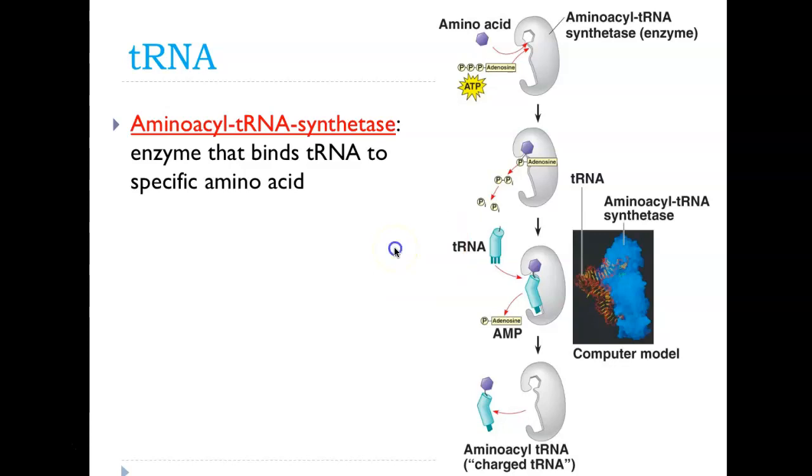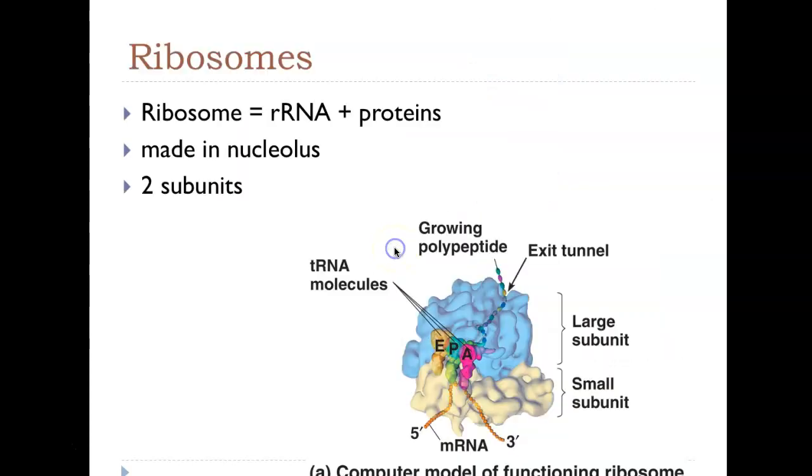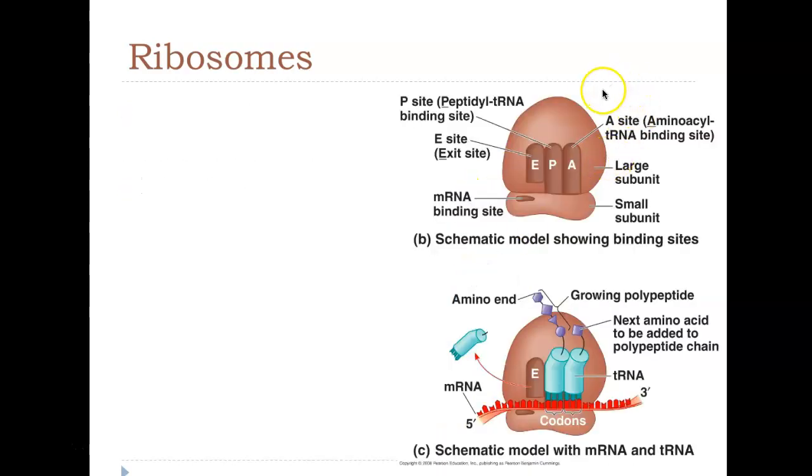Aminoacyl tRNA synthetase is not going to be on there. Ribosomes, we know that from chapter 4. Ribosomes are made up of rRNA and proteins. That's what they're made of. The sites: A is where the tRNA comes in and brings the amino acid. P is where it moves over and forms a peptide bond between amino acids. And then E is where it drops the polypeptide and it leaves.